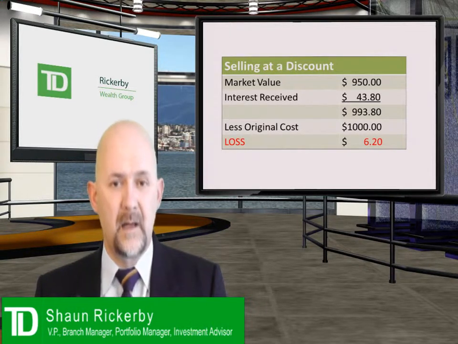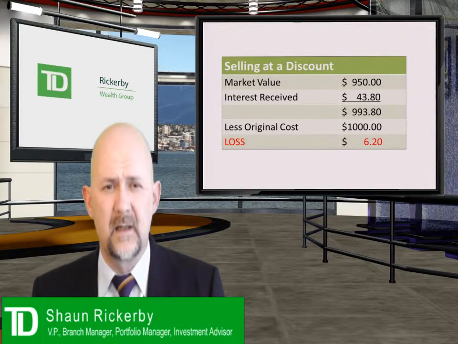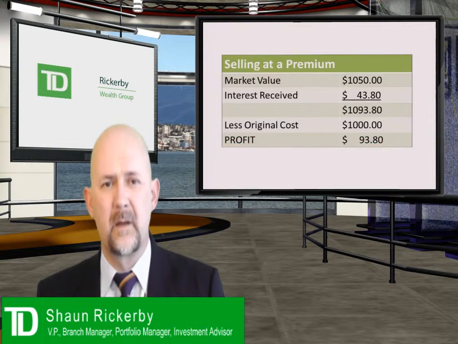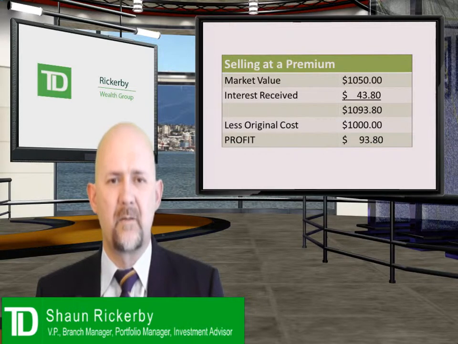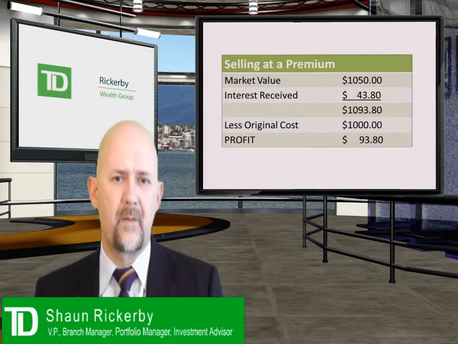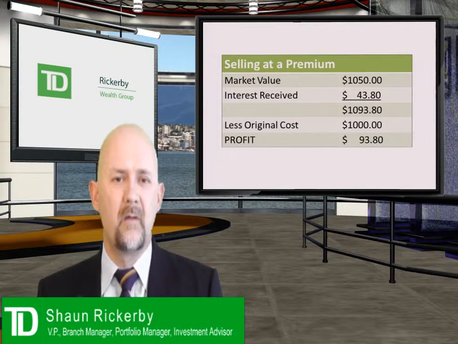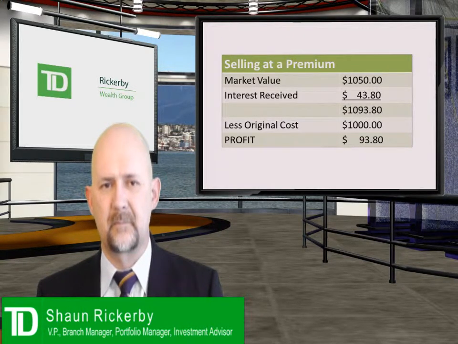However, if a year later interest rates have now declined to perhaps 4%, an investor will be able to sell his bond for more than he paid. We call this selling at a premium. In this example, the holder may be able to sell his bond for $1,050 plus the interest of $43.80, giving him a total return of a little less than $1,100. His total profit would be $93.80.